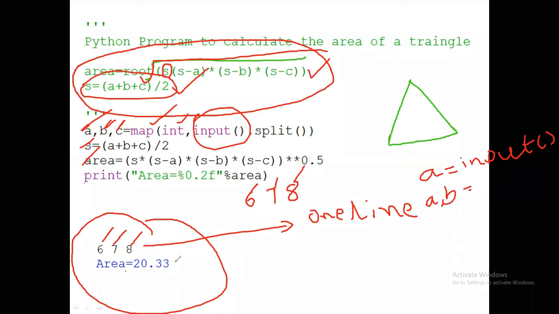Here in output you print only two digits. Only two digits after decimal. Two digits only. So I am using 0.2 here. Okay. We execute this program.